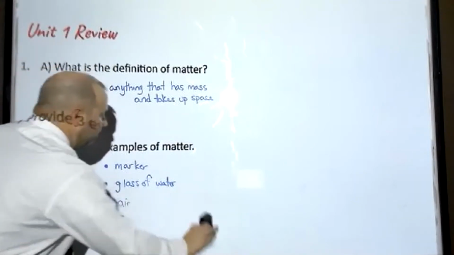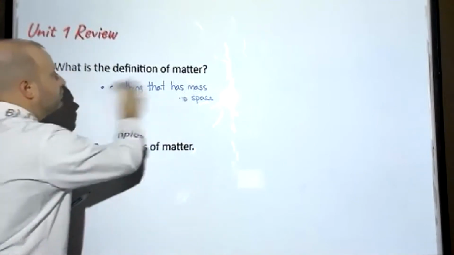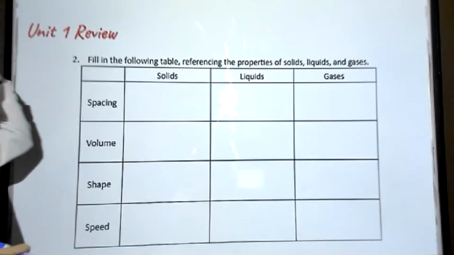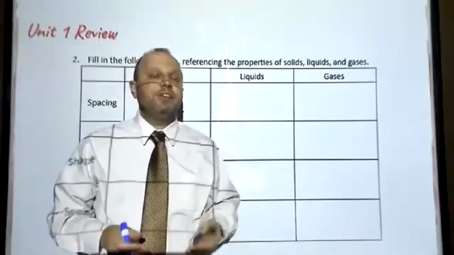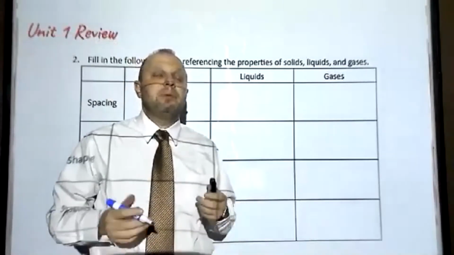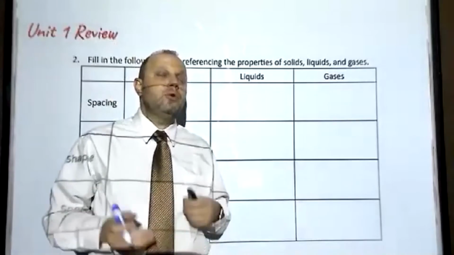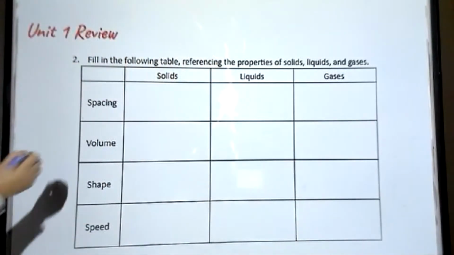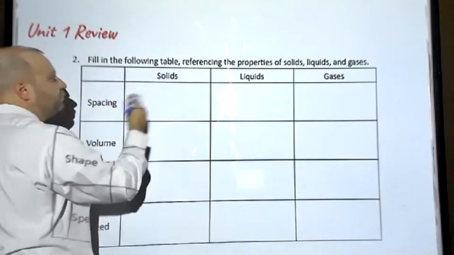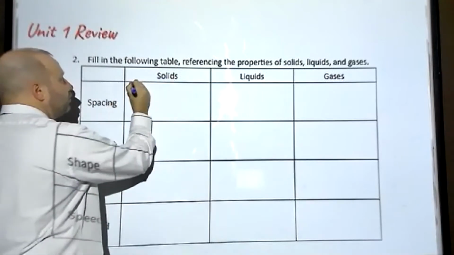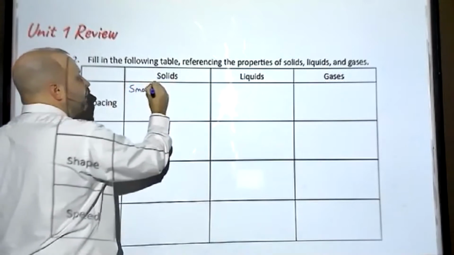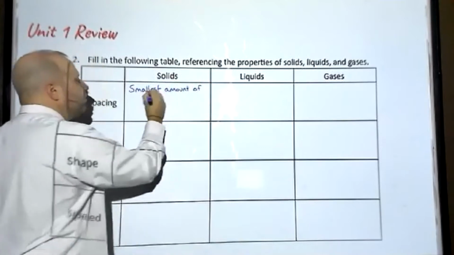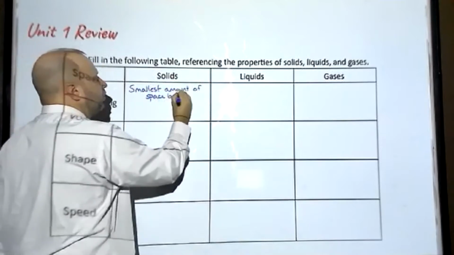Okay, let's take a look at our next slide. In our next slide, we have this chart. You're not going to get a chart like this to fill in, but what I might do is ask you multiple choice questions that you can answer by looking back at this chart. The first thing is the spacing between molecules in a solid. This is the smallest amount of space between molecules.